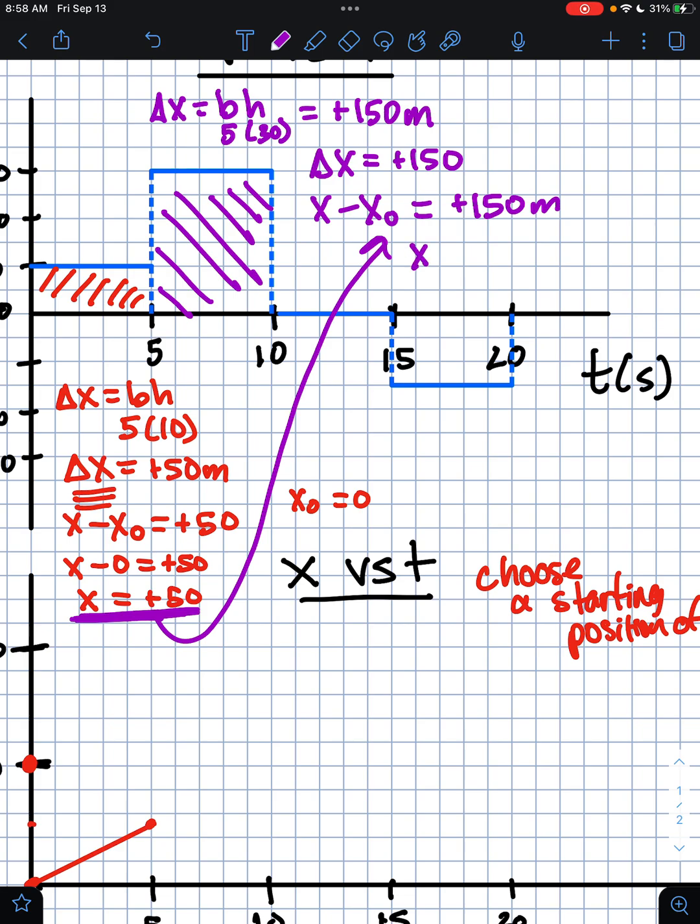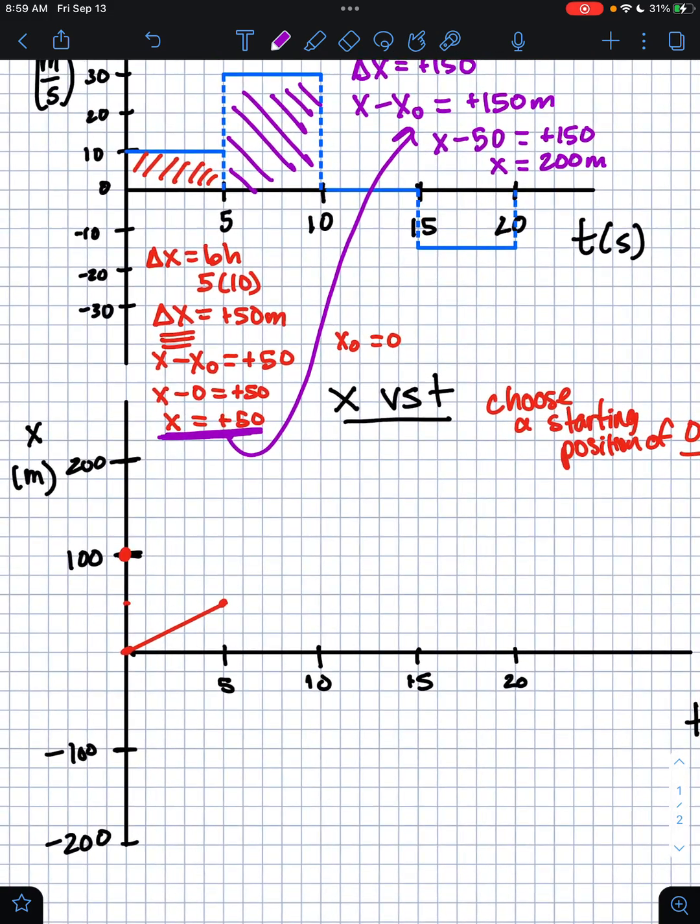So if I say final minus my starting of 50 has to be equal to positive 150, going positive 150 from 50, add 50 to both sides, and I get that my new final position after this 5 seconds needs to be 200 meters. So I'm going to say from 50, I had to go up 150. So at 10 seconds, I have to be all the way over here at 200. So I went up 50 and then 100. And so that is how I'm going to plot that second part.